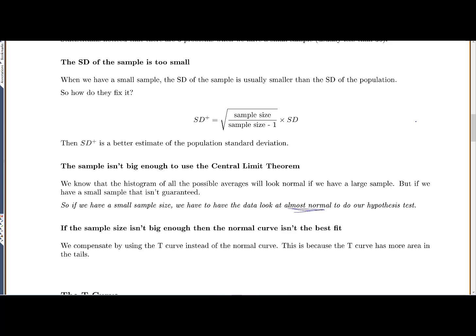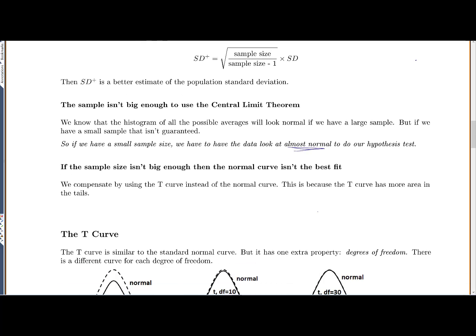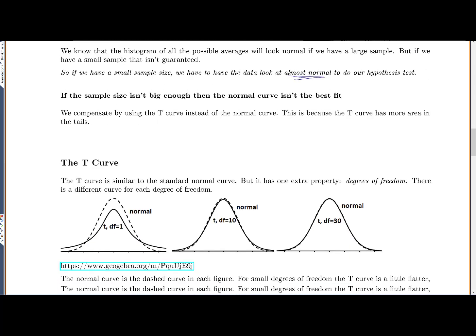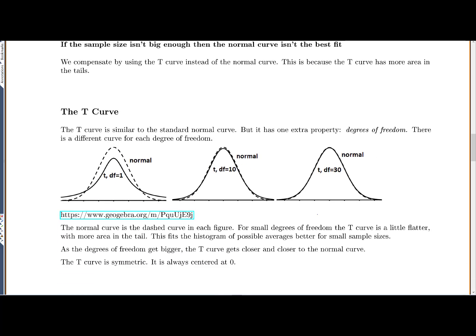And the third problem: if the sample size isn't big enough, then the normal curve isn't going to be the best fit. So what we'll do is compensate by using a t-curve instead of the normal curve. This is because a t-curve has more area in the tails. We haven't seen the t-curve yet, so let's look at it. The t-curve is very similar to our standard normal curve, but it has one extra property called degrees of freedom. So there's a different curve for each degree of freedom.